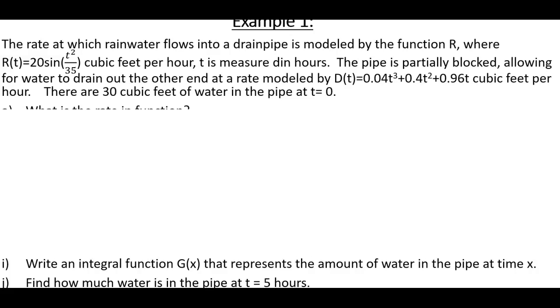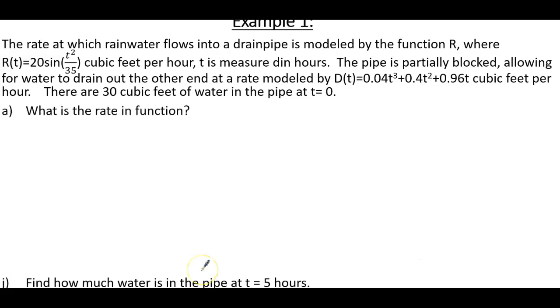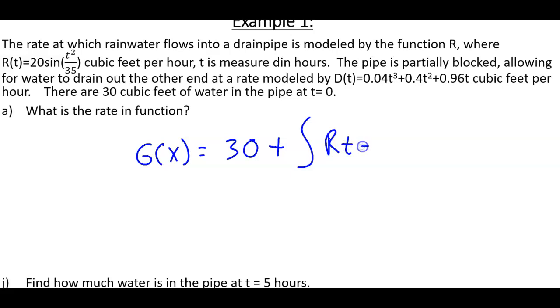Find how much water is in the pipe at t equals 5 hours. So now they want to know what's the final amount of water in the pipe at t equals 5 hours. All right, so to do that, we already have our function from the last question. This function can tell us how much water is in the pipe at any given time. So if I want to know how much water is in the pipe at 5 hours, then I'm just going to plug in 5.